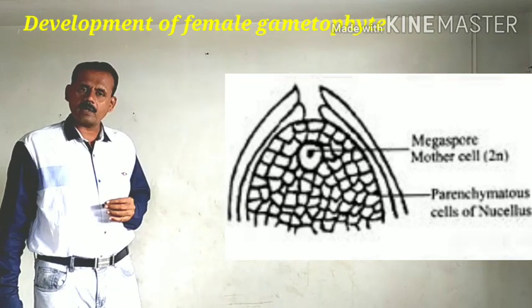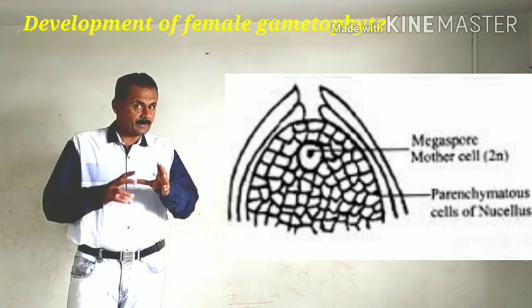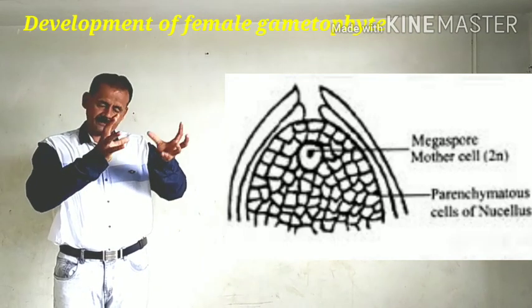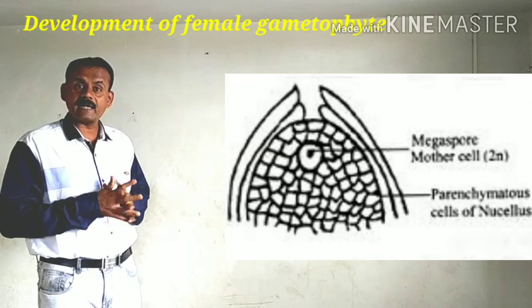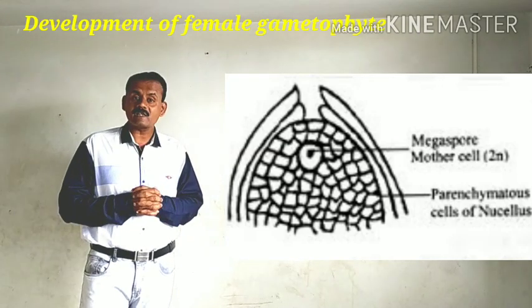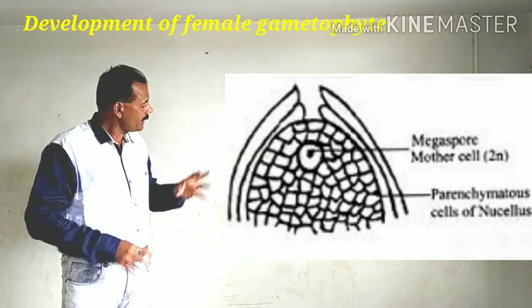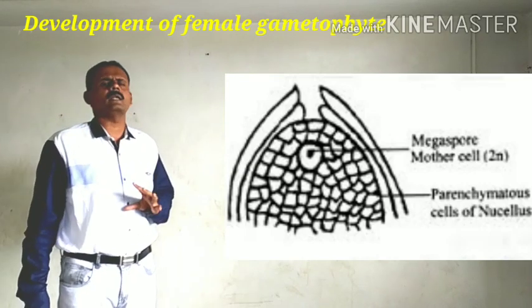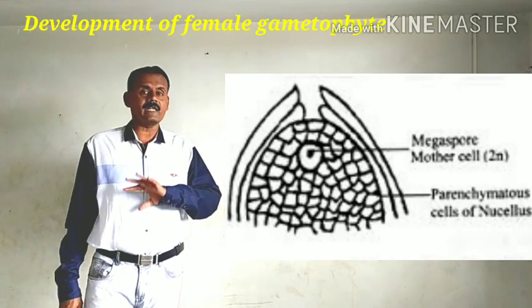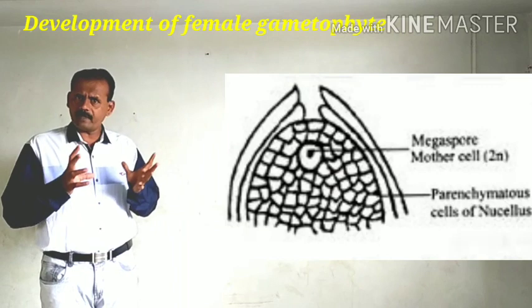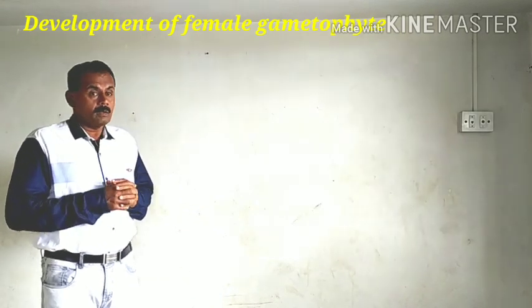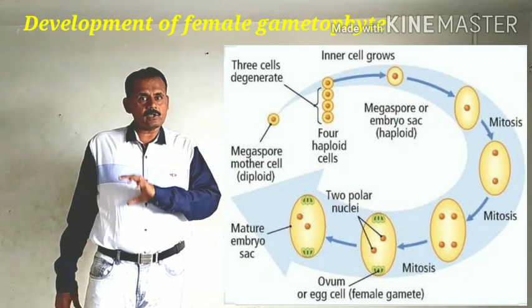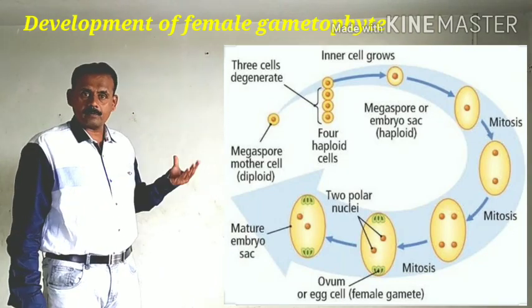Any one cell of the nucellus toward the micropylar end differentiates itself, grows, absorbs more nourishment from the surrounding cells and differentiates itself as the megaspore mother cell. या न्यूसेलस मध्ये असणारा कोणताही एक सेल हा मेगास्पोर मदर सेल म्हणून काम करतो. It becomes prominent. Then what is the function of the megaspore mother cell? It gives rise to the formation of megaspores.